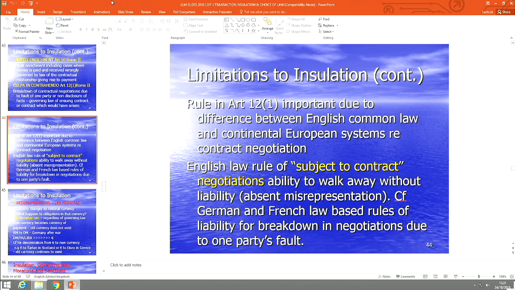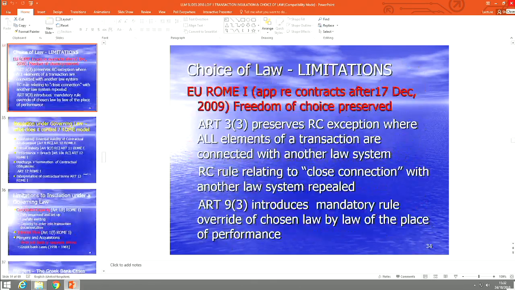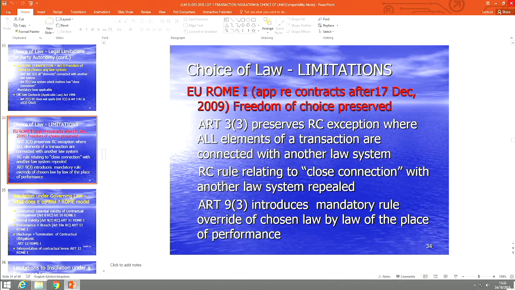There's one thing I didn't actually talk to you about, and I think I'll just add it in. I've been talking about Rome I and Rome II. But that's not the end of the story, because Rome I applies only in relation to transactions or contracts entered into after 17th December 2009. Yeah, in your mind, that's ancient history. True.